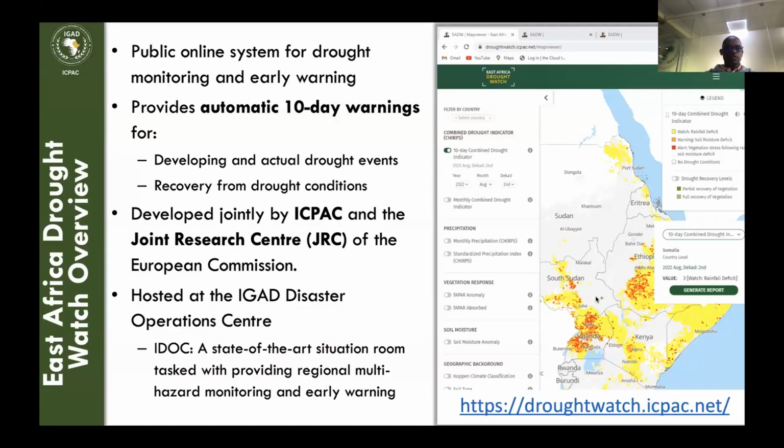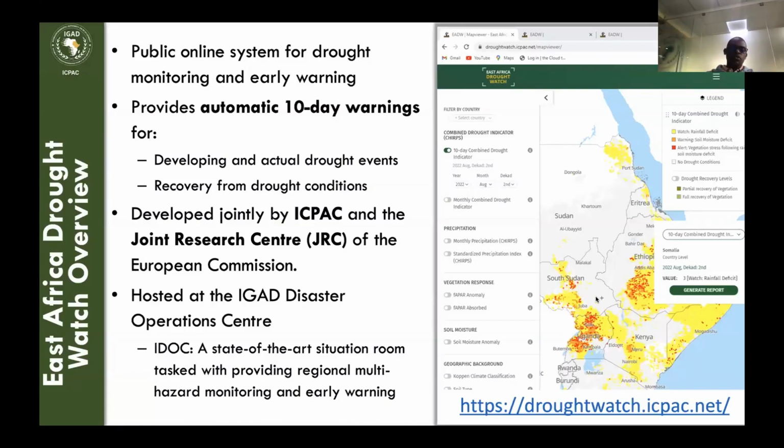At the moment, the system is hosted at the IGAD Disaster Operations Center. The IGAD Disaster Operations Center is a state-of-the-art situation room, which is tasked with providing a regional multi-hazard early warning system. A brief about that is that at the IGAD Disaster Operations Center, we have so many other tools for monitoring several other hazards, drought being one of them.